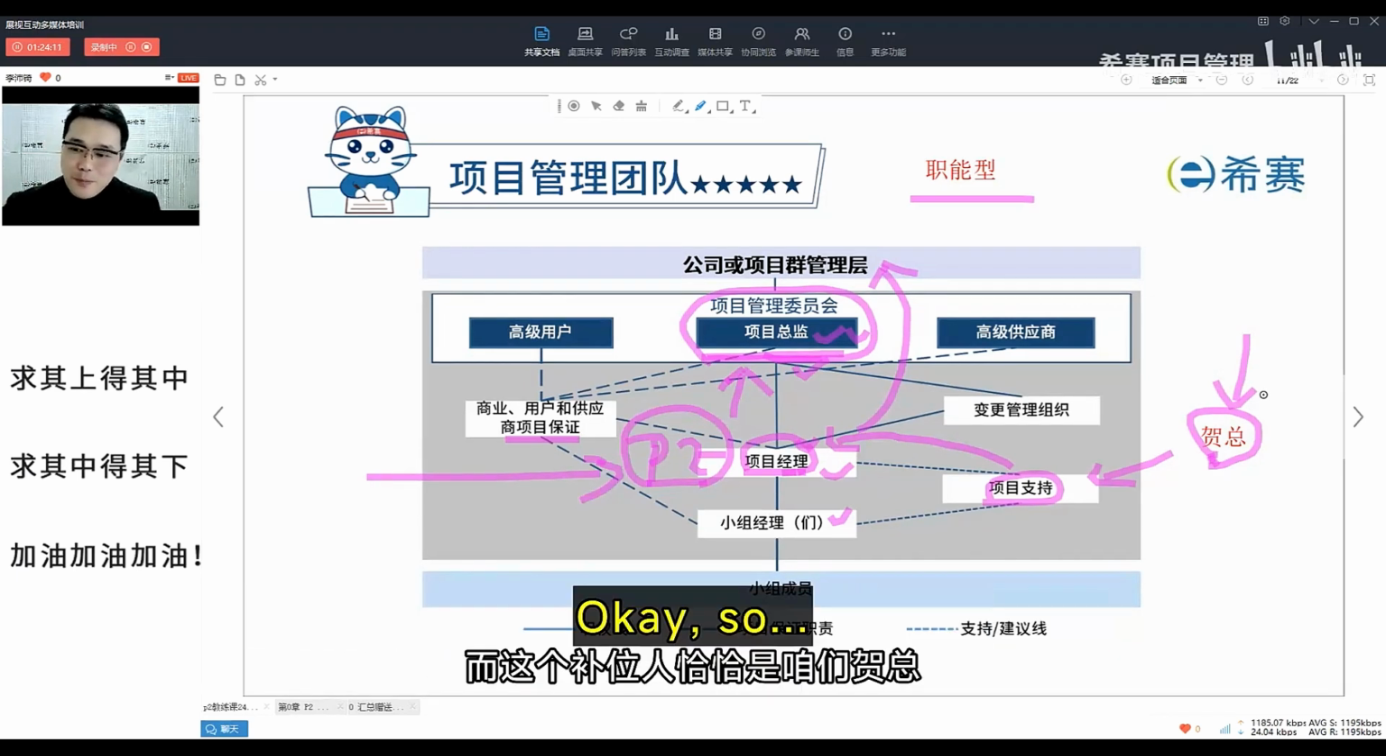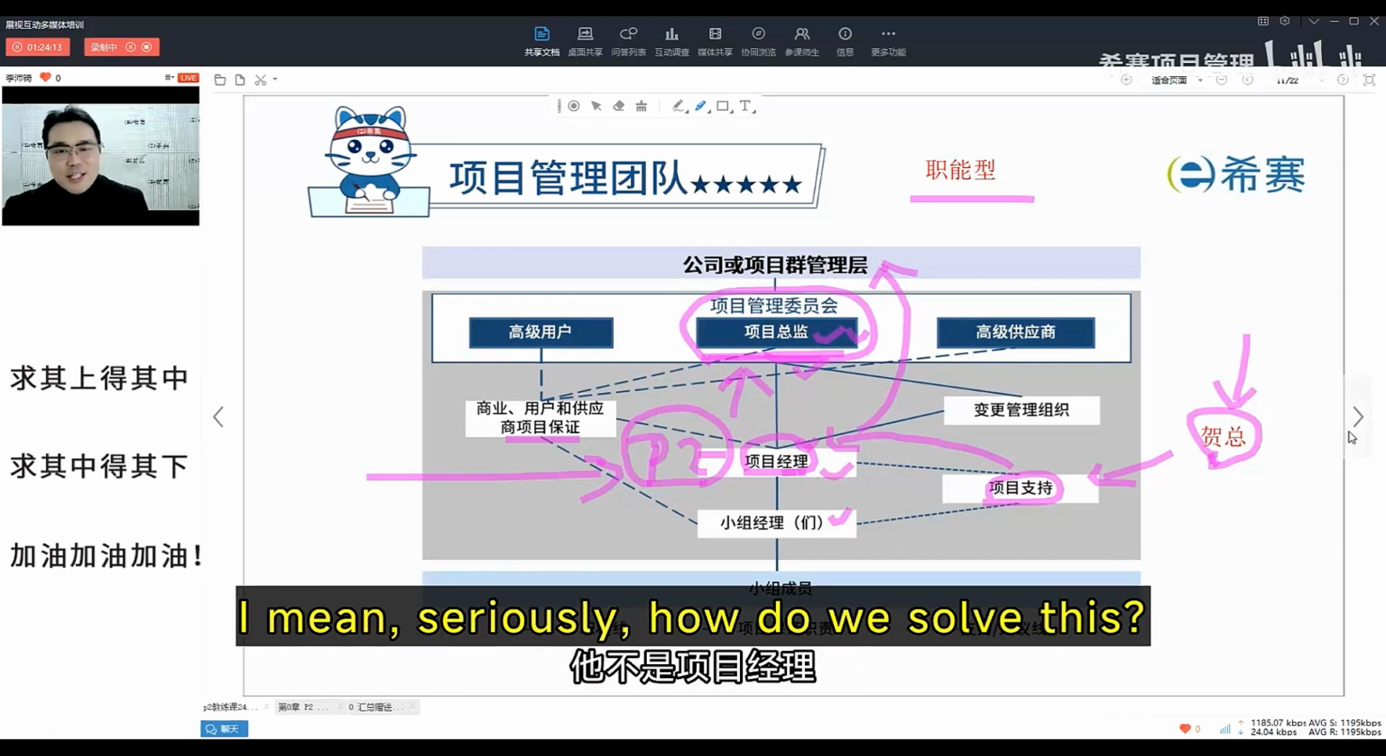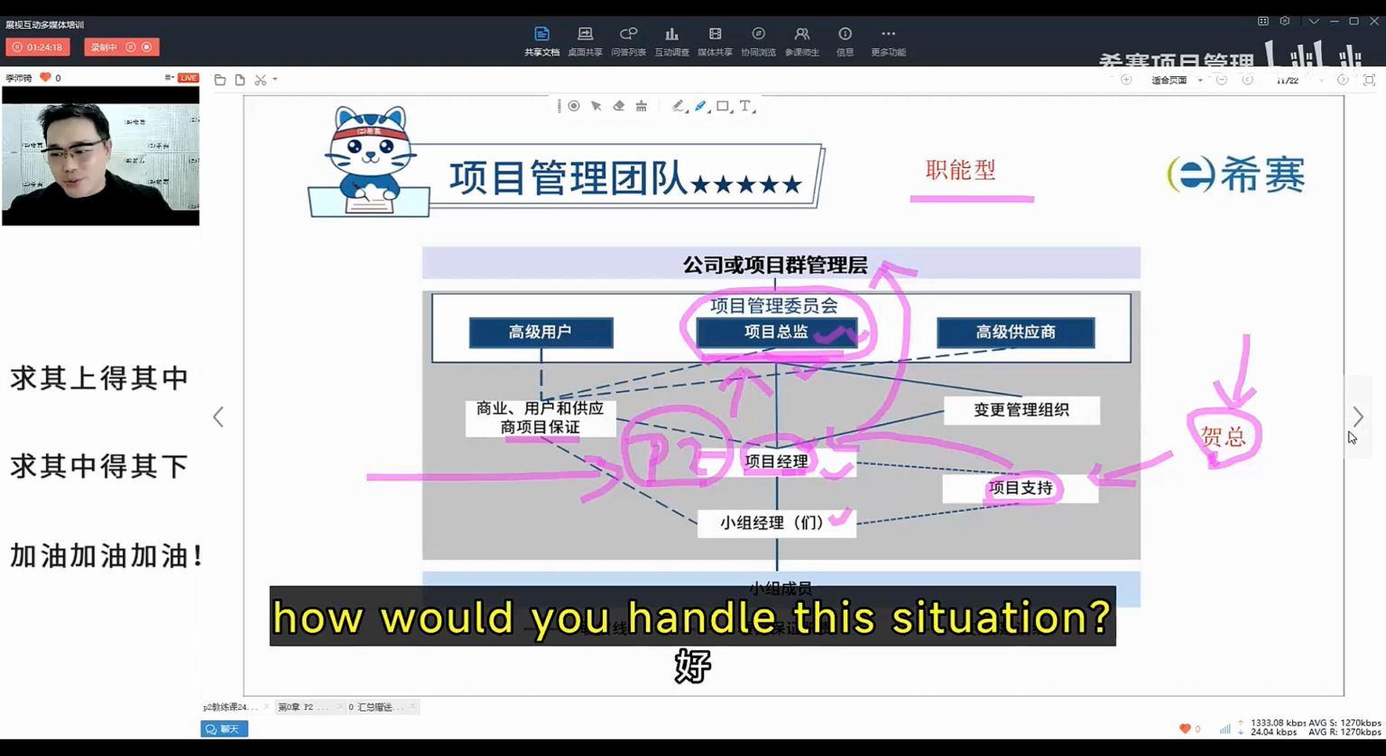Okay, so, how do we get out of this mess? I mean, seriously, how do we solve this? If you were in Mr. He's shoes, how would you handle this situation?